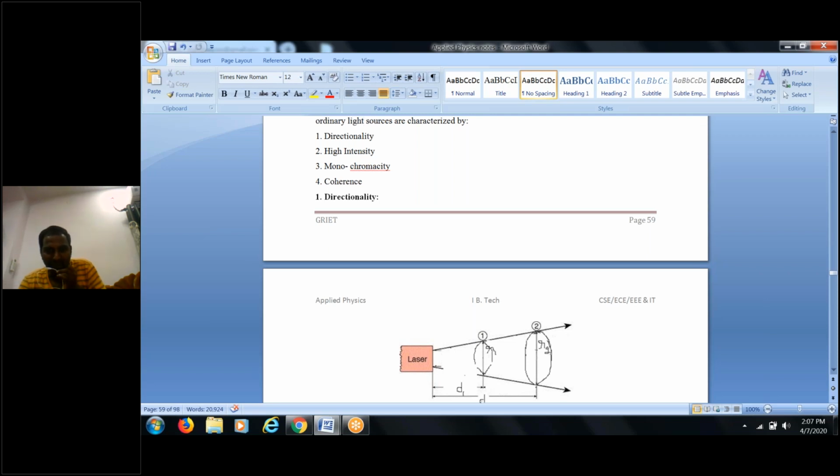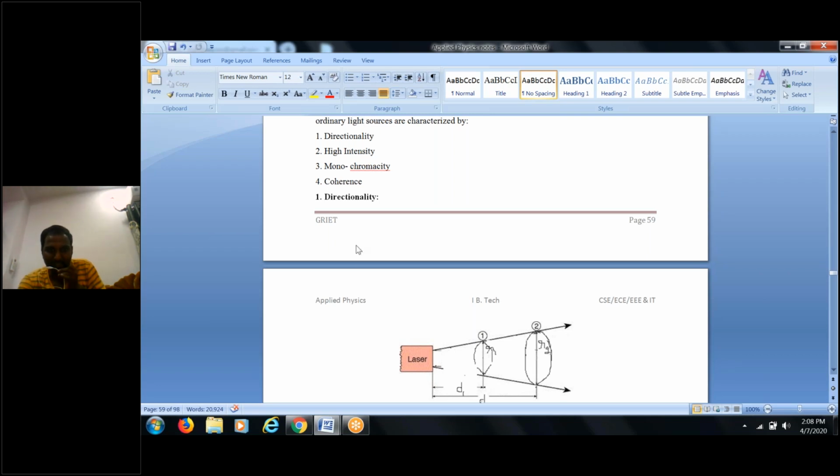If you want to convert white light into monochromatic light, you use filters. In the lab, when performing the photoelectric effect experiment, we use a blue color filter, orange color filter, red color filter, and so on. With that, we can make white light into monochromatic light. But that kind of arrangement is not required in the case of lasers, because laser is truly monochromatic. Right from generation itself, it exhibits only one color. That's why the degree of monochromaticity of laser light is several million times better than normal light.